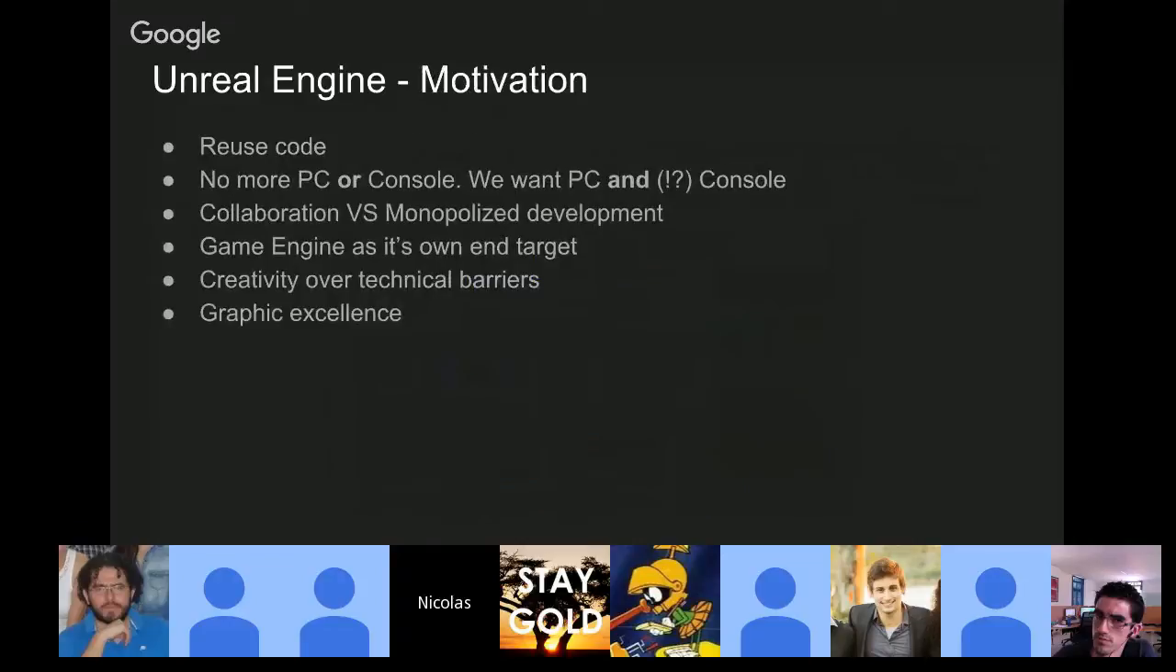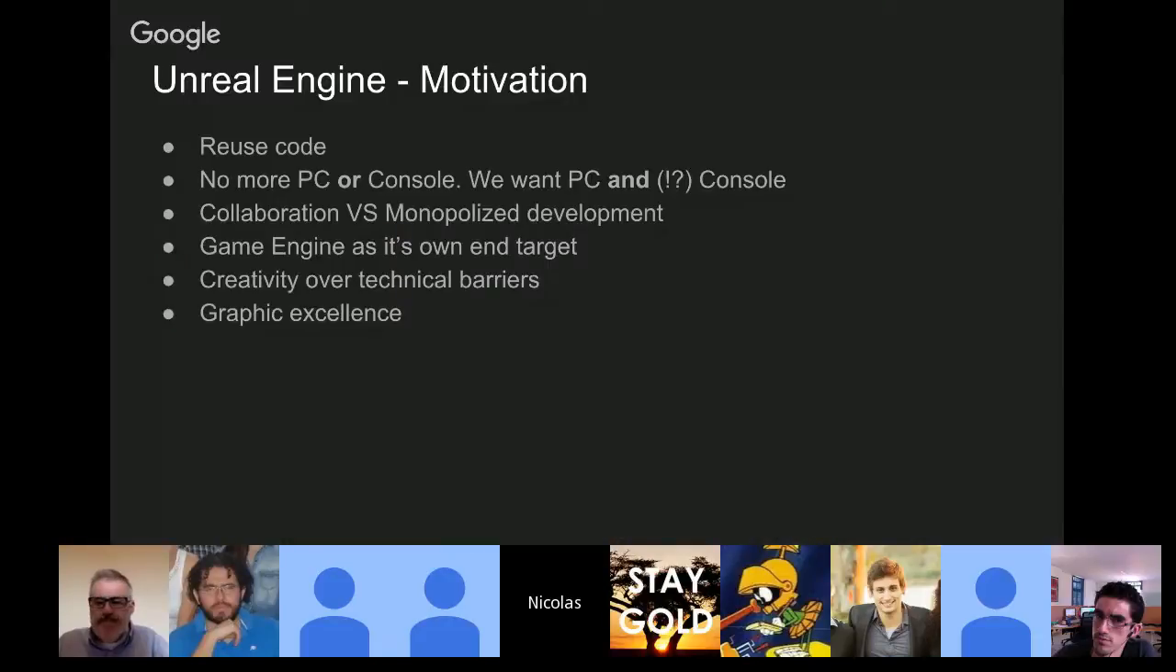So let's see what the motivation of the engine is. The motivation is to reuse code so that there's no more separate PC or console. So they wanted to be able to build stuff for both PC and console. Another motivation is collaboration versus monopolized development. The game engine is its own end target.